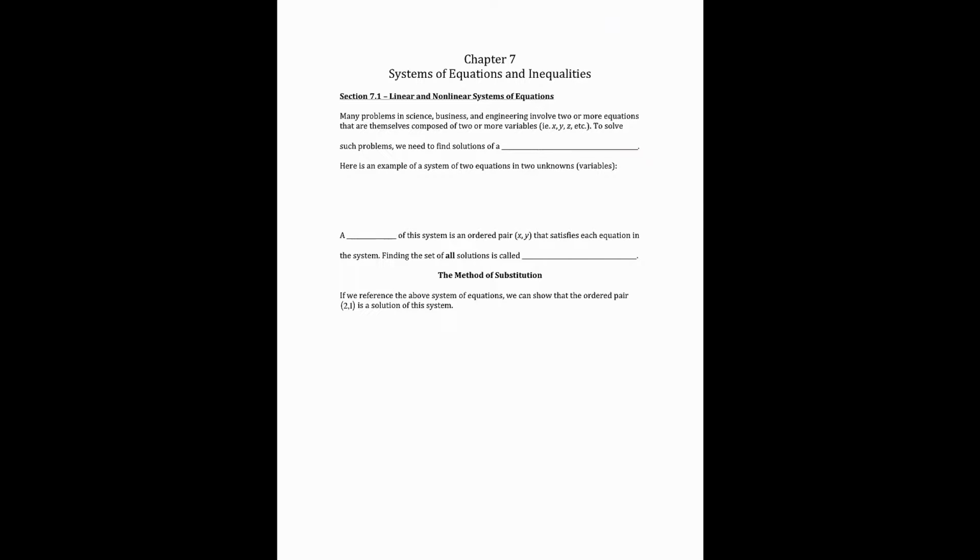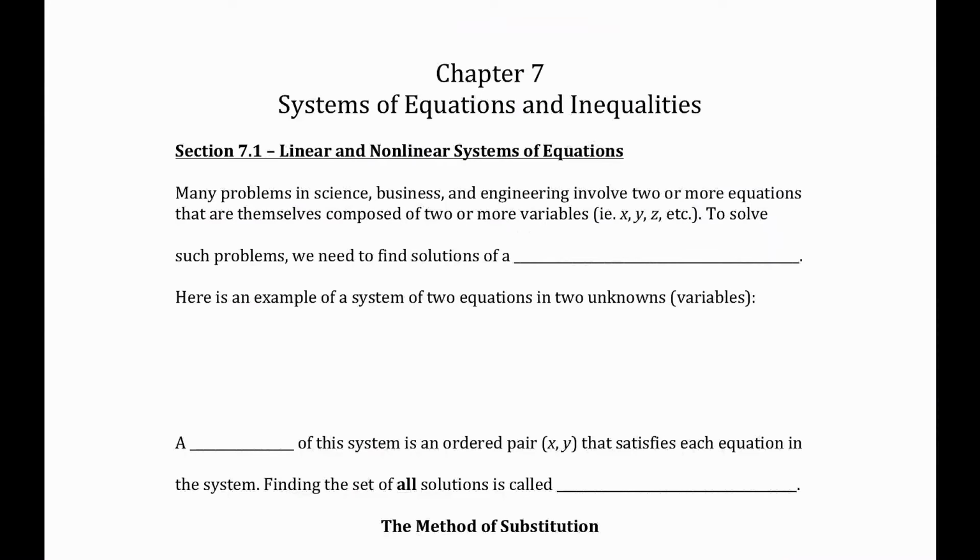All right, 7.1 is about linear and nonlinear systems of equations. Let's jump right in. Many problems in science, business, and engineering involve two or more equations that are themselves composed of two or more variables, like x, y, z. In order to solve such problems, we need to find solutions of a system of equations.